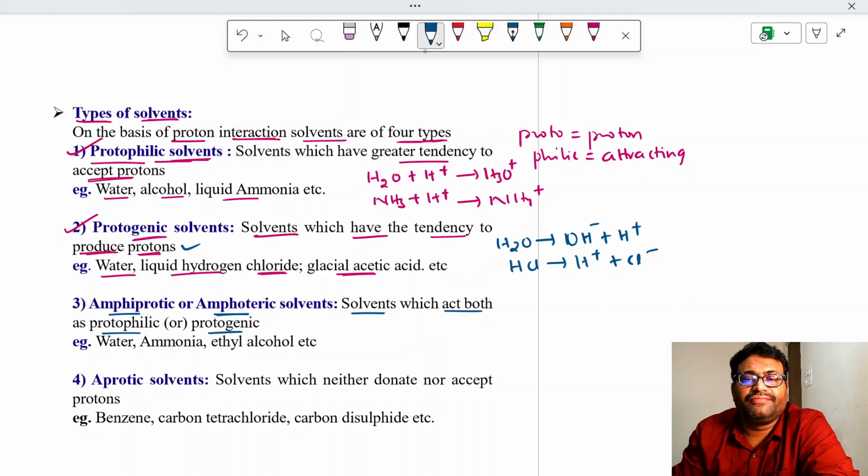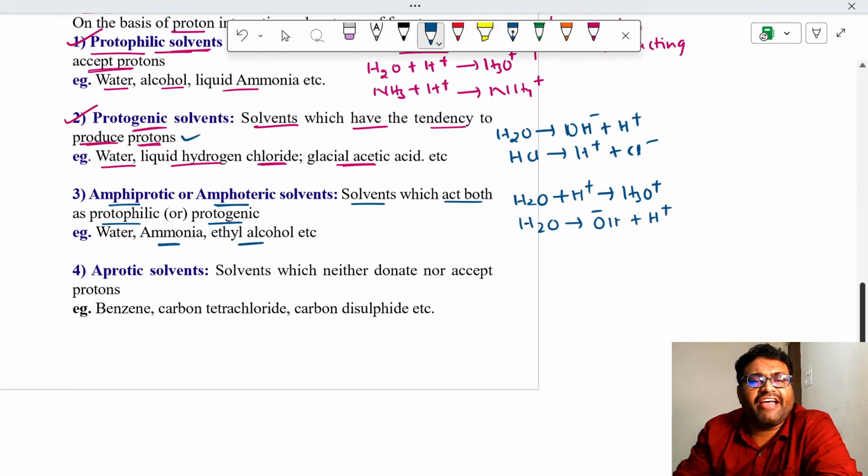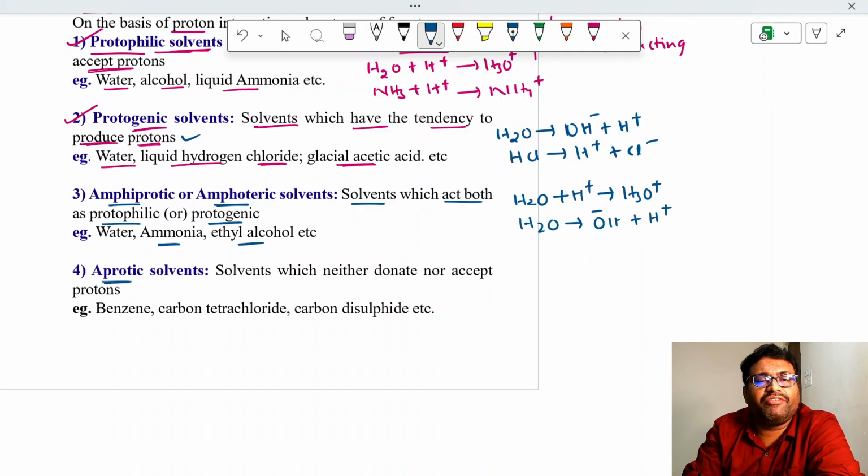Before we have seen water, here also we can see. Water can accept a proton and convert into H3O plus. In the same way, water can lose a proton and convert into OH minus. In the same way, ammonia can lose and accept a proton. Ethyl alcohol can lose and accept a proton in that way. Next one is amphiprotic, which we have already seen.